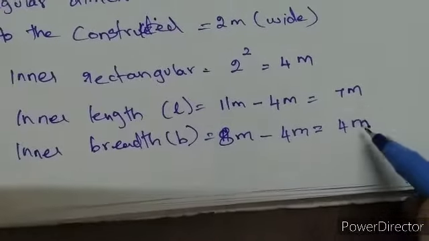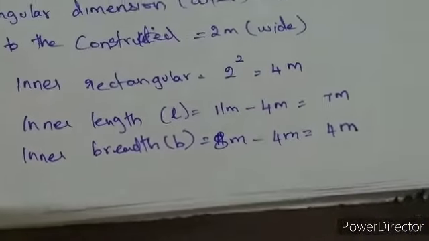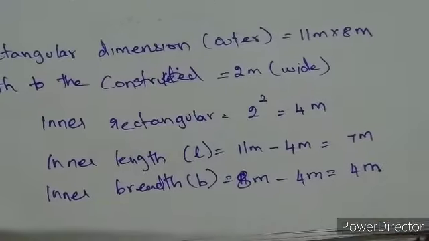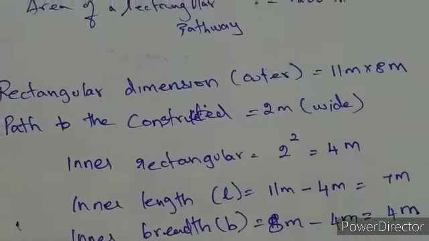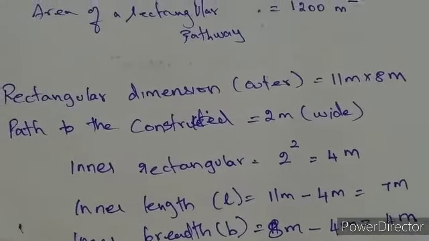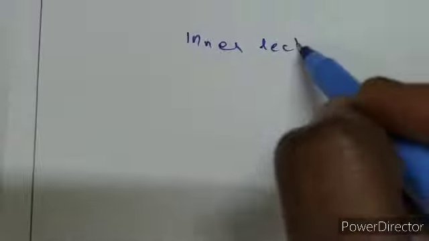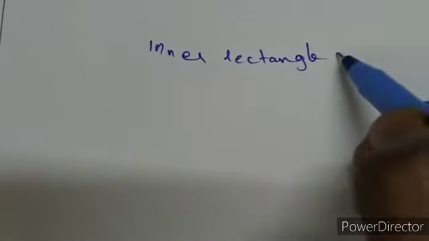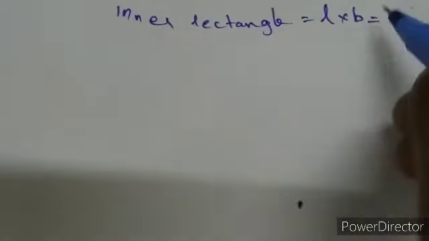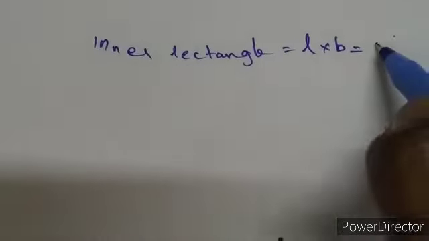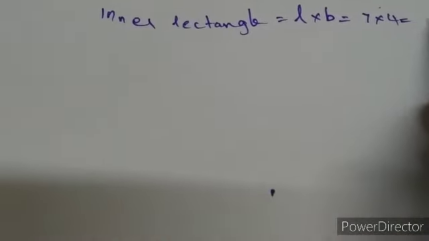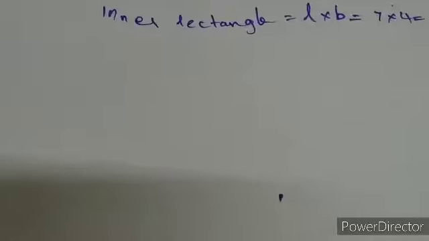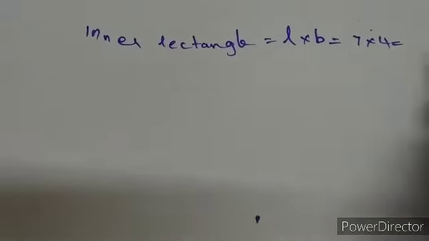Now we have to multiply these two and then subtract from the outer rectangle to find the area of the rectangular pathway. Inner rectangle equals L into B, that is 7 into 4, which is 28 meter square.